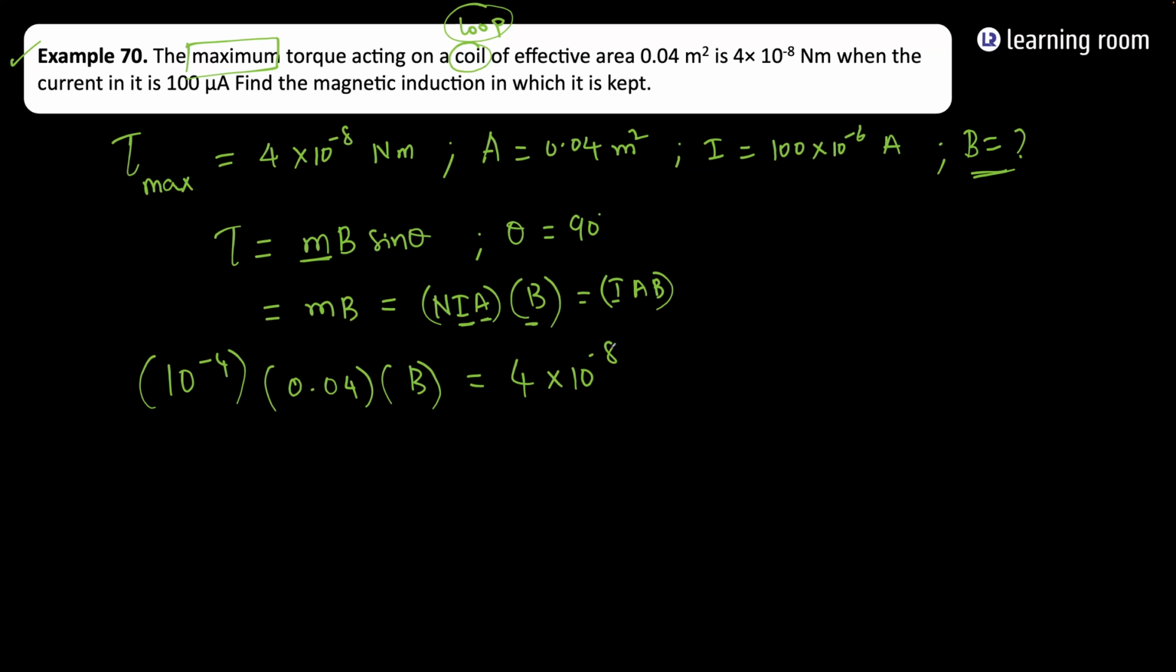This 0.04 will cancel this 4 a hundred times, that is 10 power 2 times. So 10 power 2 into 10 power minus 8 is 10 power minus 6, equal to 10 power minus 4 into B. So B will be equal to 10 power minus 6 divided by 10 power minus 4. The answer will be 10 power minus 2 Tesla. So this is the magnetic induction. Is it clear?